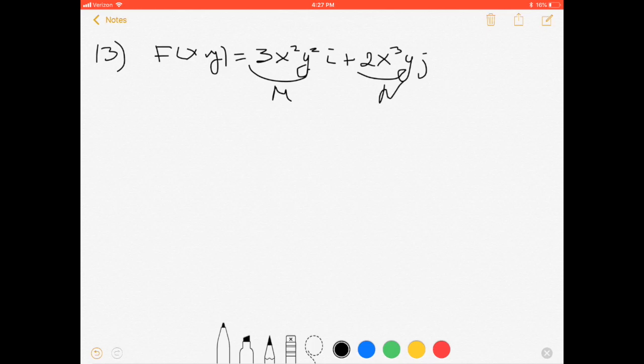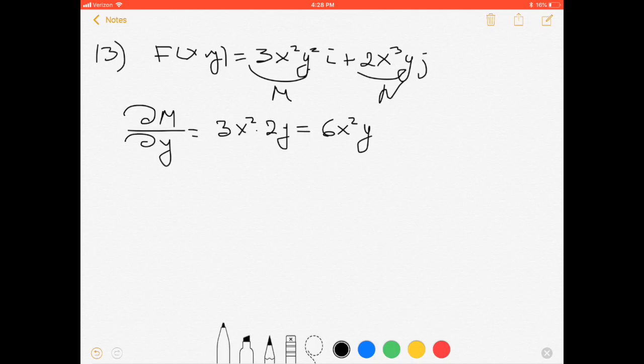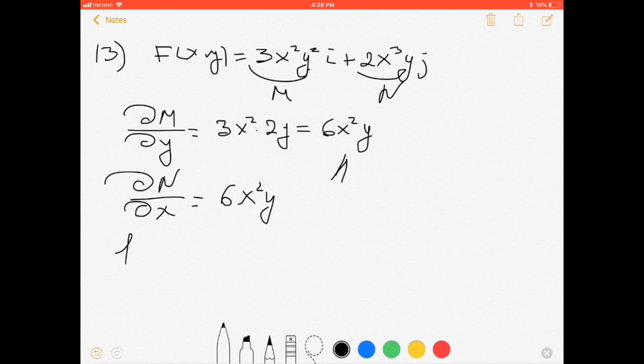This is function m. We need to find the partial derivative of function m with respect to y. It will be 3x squared times 2y, which gives 6x squared y. The partial derivative of function n with respect to x will be 6x squared y. As you see, this is equal. This means we can find a potential function, and our potential function will be f.